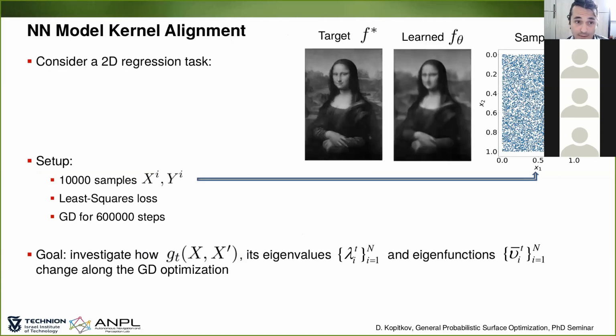Consider the following experiment. A regression task where we would like to learn this f star function. This function, the Mona Lisa function, has two inputs, x1 and x2, and the output is the gray level of the pixel, and we would like to learn it via some neural network f_theta. We will take a lot of samples of input points and the labels and perform least squares regression for a long time of gradient descent optimization. The goal of this experiment is to understand how the model kernel, G_t, and its eigenvalues and eigenfunctions change along the gradient descent optimization.